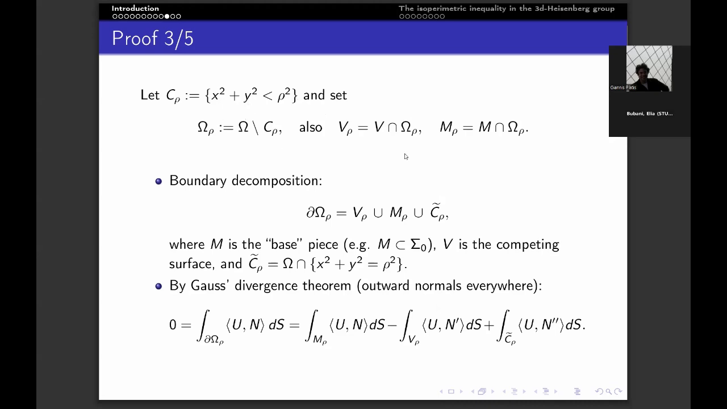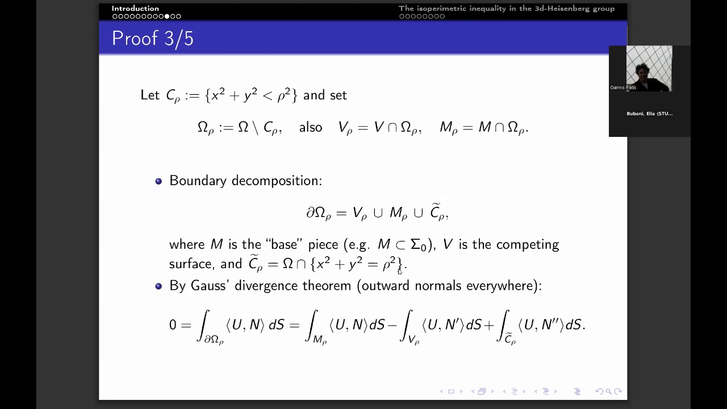And we define these sets. The boundary decomposes as we can see here, and these sets are the intersections of V and M with omega r here, and we define the cylinder CR, which is the intersection of the set omega with the cylinder. So practically we have a set which has three sides, let's call it this surface.